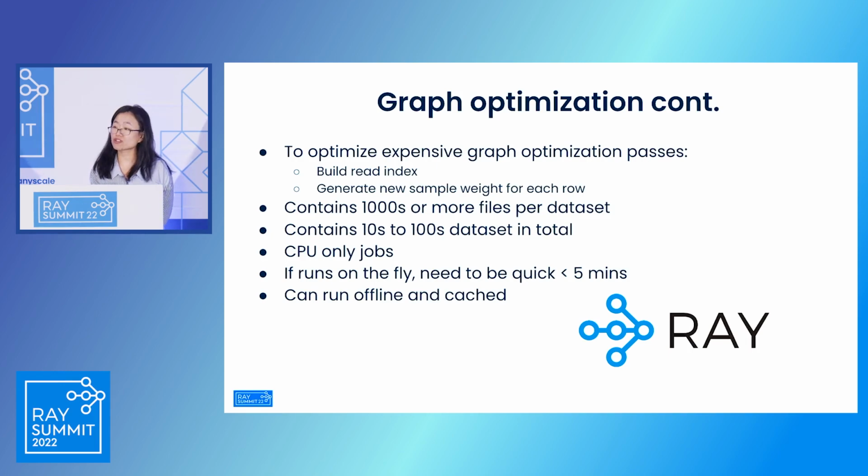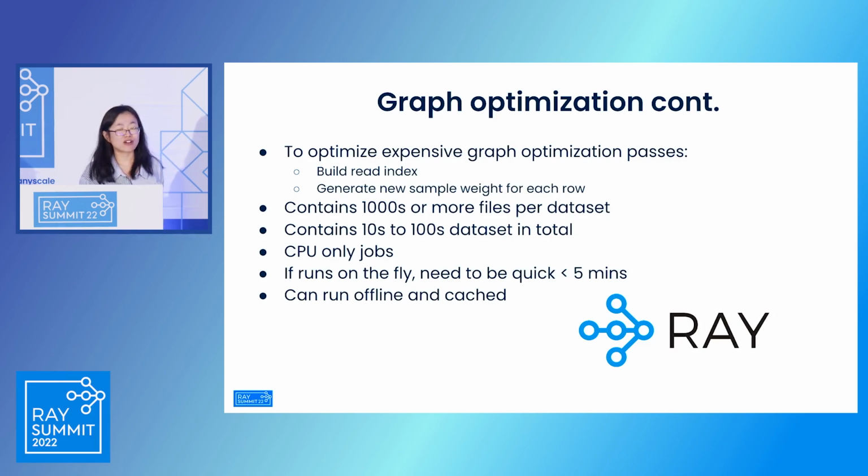If running with training, our expensive GPU nodes sit idle waiting for that phase to finish. So here we set an SLA of 5 minutes to finish the graph optimization, no matter how large the dataset is. For some extreme cases, for example if we expand our dataset by 100x, we probably cannot run graph optimization on the fly. Then it should be very easy for us to run it offline and cache it.